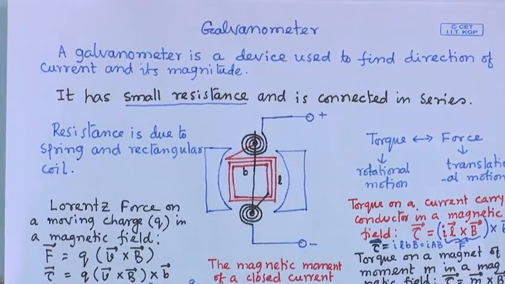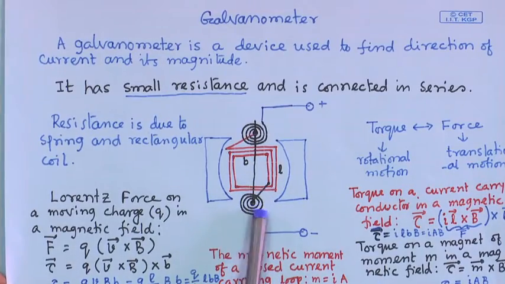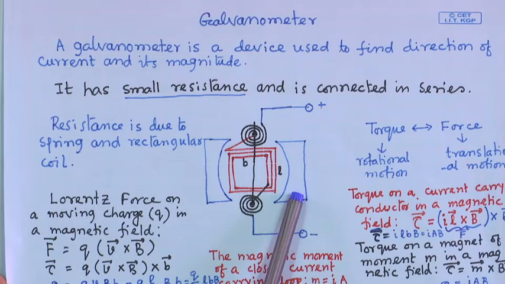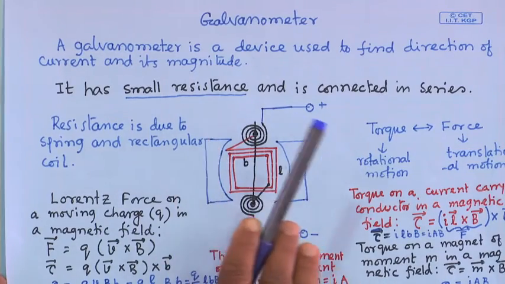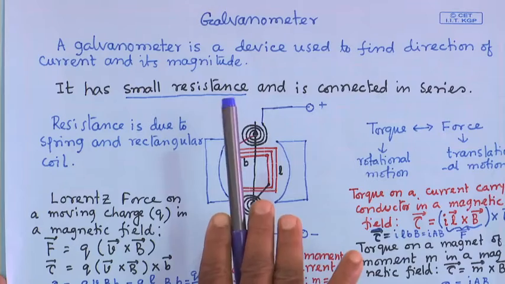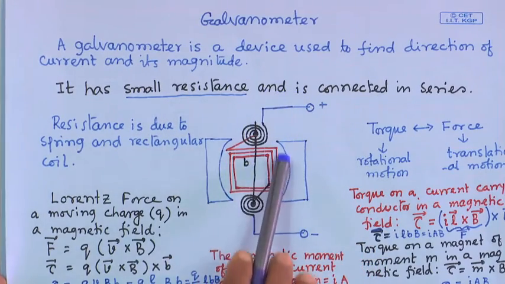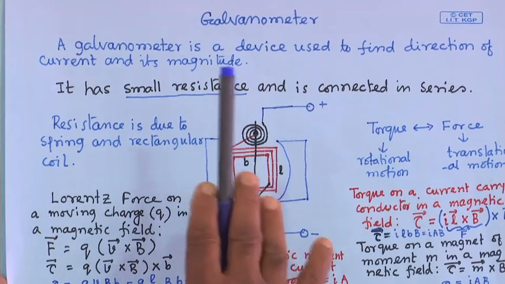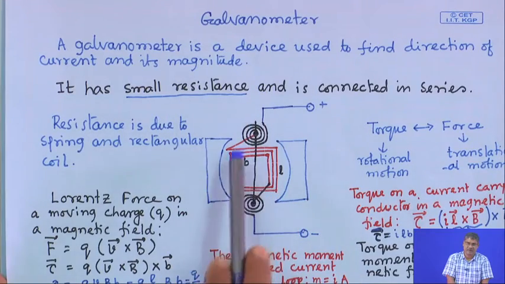Okay. Now, yesterday I mentioned that because of torque there will be rotation of the rectangular coil, and the pointer connected with the coil will move on the scale. This angle of rotation is proportional to the current in the coil, and whether it goes towards positive or negative depends on the direction of the current.